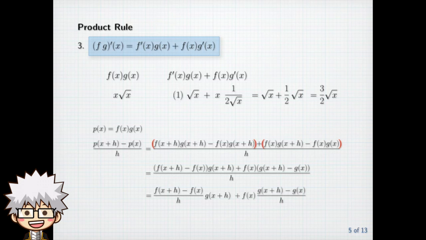Now as h goes to 0, the first term approaches f prime of x times g of x, and the second term approaches f of x times g prime of x.